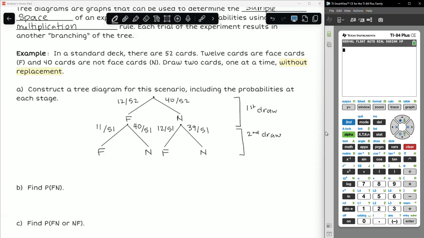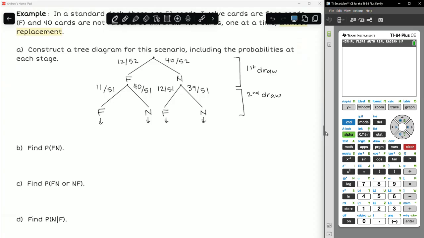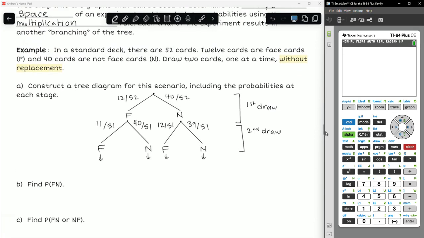You will often see people multiply those probabilities down to get those final probabilities. I'm not going to do that here because that's asked for some of these questions down below. We'll come back and look at that in just a second.